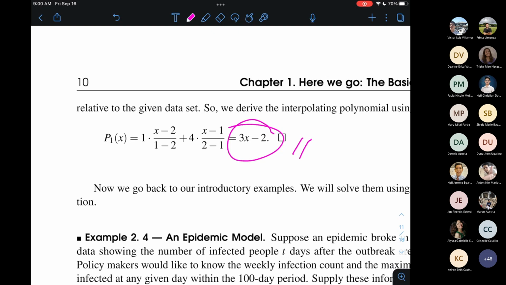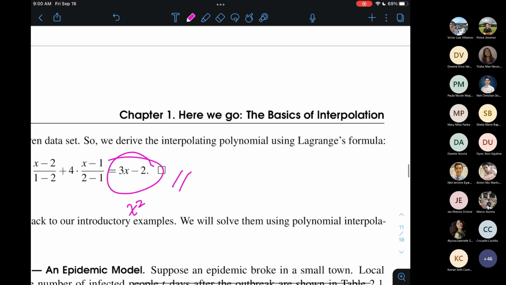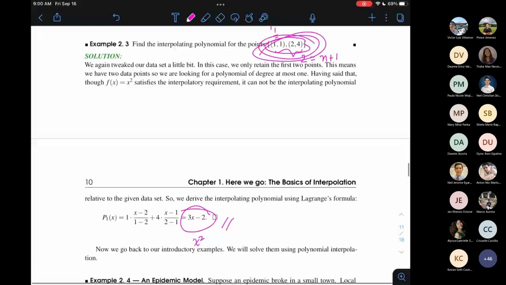So you cannot say that, sir, parang mali yung algebra, mali yung unisolvence theorem kasi si x squared magpa-pass through rin naman siya dun sa given data points. Si 3x minus 2 rin pala dadaan dun sa data point. So why does this case not belie the unisolvence theorem? Bakit hindi ko na-violate yung unisolvence theorem, kahit na pareha si x squared at saka si 3x minus 2 daraan dun sa given data points?